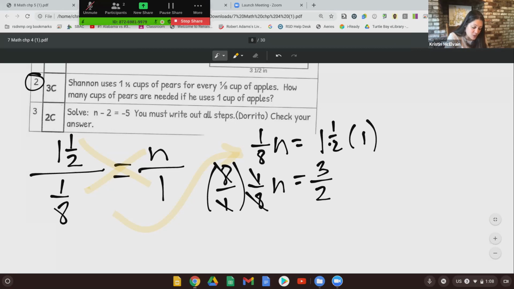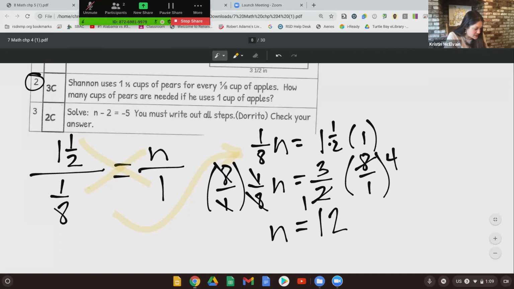Okay, so whatever we do to one side of the equal sign, we have to do to the other. We can simplify this. 2 goes into 2 once. 2 goes into 8 4 times. So now that leaves us with 3 times 4. So n equals 12. And let's look to see what we need. So that is going to be 12 cups of pears.